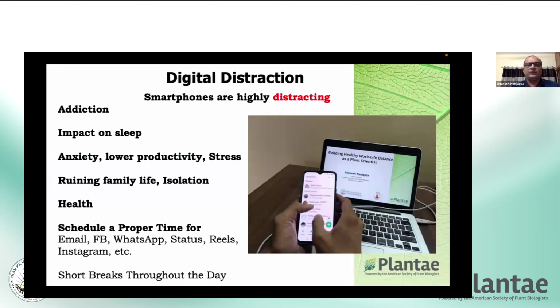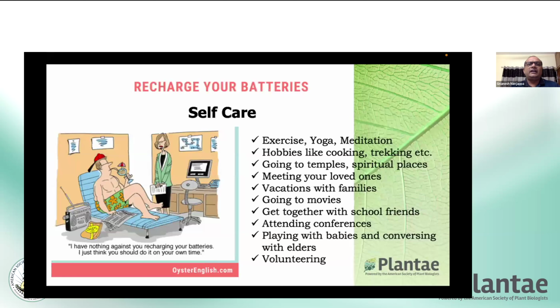Yeah, sure. And also short breaks are very important throughout the day, and recharging your batteries is also very important. As already spoken by previous speakers: exercise, yoga, meditation, hobbies, going to spiritual places, meeting your loved ones, vacations with families, going to movies, and so on.